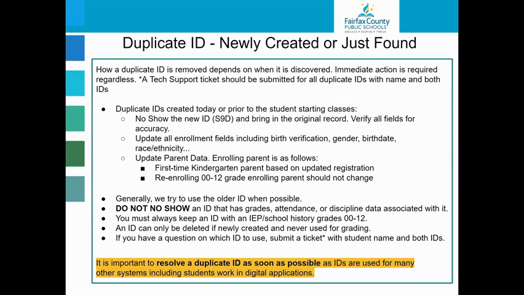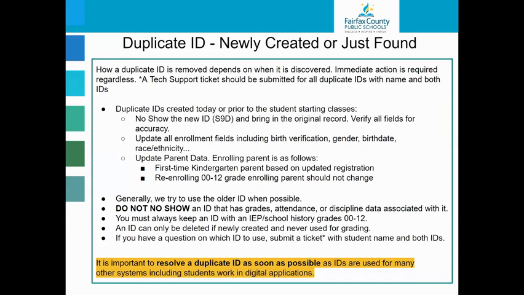Now, if you create a duplicate ID, no worries. What we would like you to do is the ID that you just created is the ID we're going to no-show. You can no-show with an S9D. It's going to get deleted anyway. When you submit a ticket, I need both ID numbers and the student's name. A lot of you just say, delete this ID, and don't include both IDs. I need both IDs and then I need the student's name.